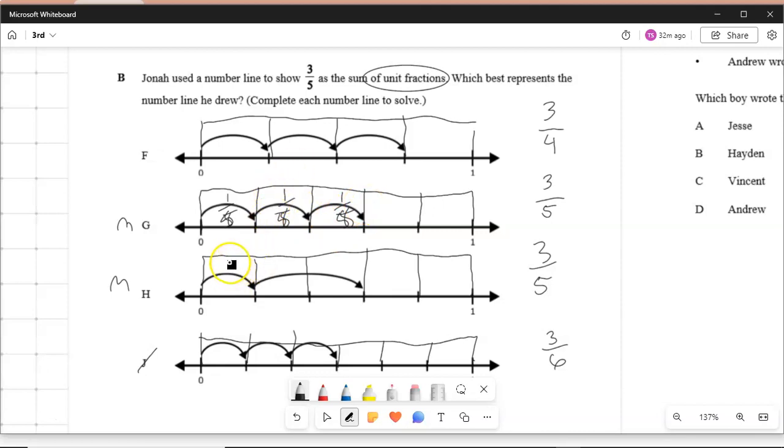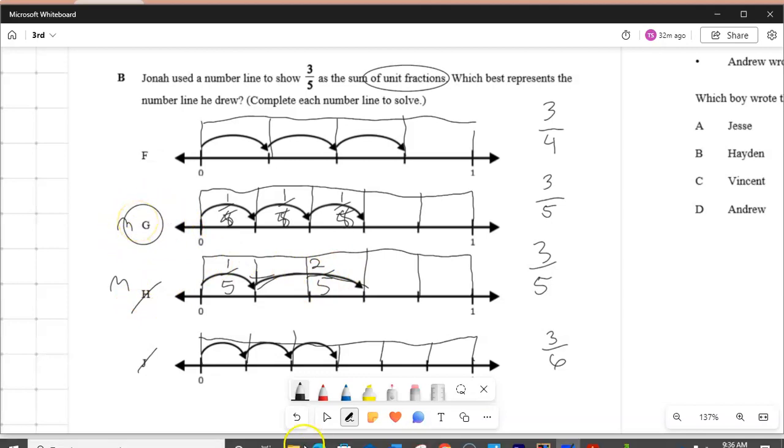These are fifths. 1/5 plus 1/5 plus 1/5 is 3/5. Okay, but this one right here looks like that would be 1/5, and this one jumps over two lines, so that'd be 2/5. In this case, it's saying that 1/5 plus 2/5 equals 3/5. But we're looking for unit fractions, and 2/5 is not a unit fraction, so I can eliminate answer choice H, and G would be my correct answer.